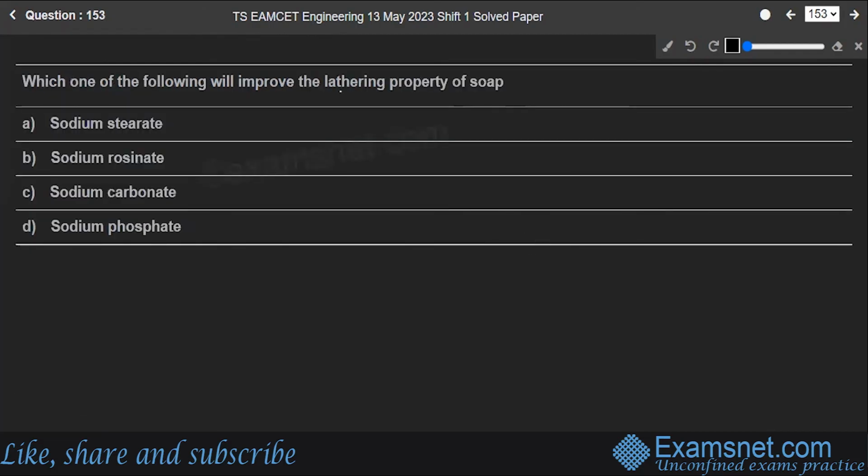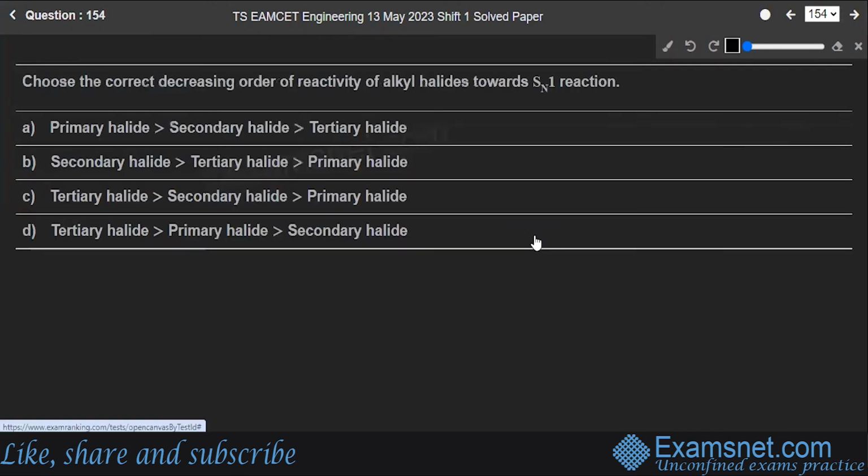Which of the following will improve the lathering property of the soap? Sodium stearate, sodium rosinate, sodium carbonate, or phosphate? Sodium rosinate. This is the filler which increases the lathering property of the soap. Simple as that. Option B is the right answer. Next is question number 154.